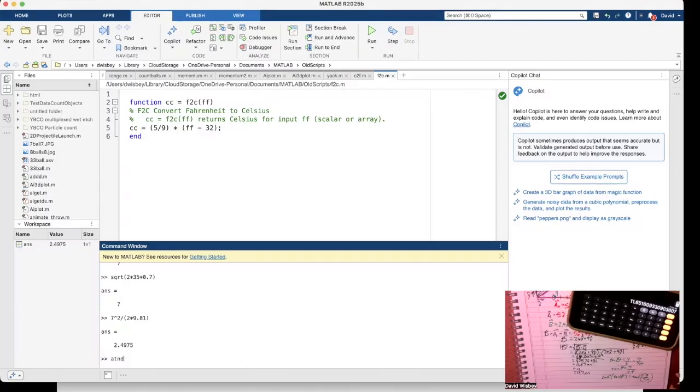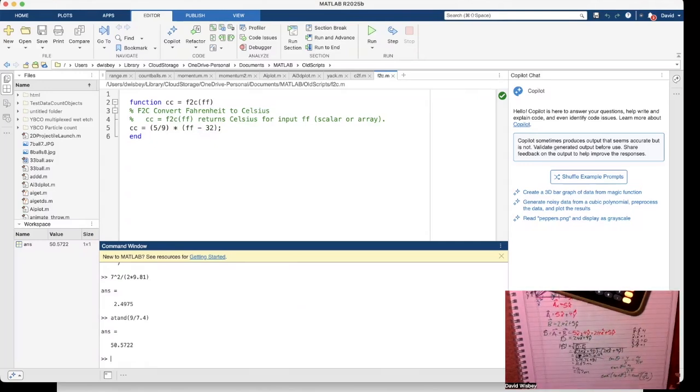Arctan D, that puts it in degrees, because in MATLAB you can't set it to degrees. You just have to tell it D on the end and then it's in degrees. So our angle of our new vector is 50.572. So theta equals 50.5722.